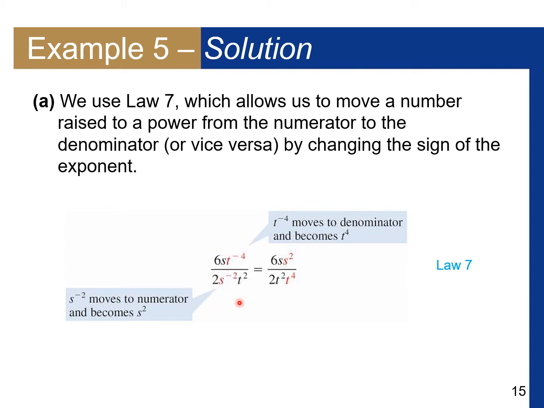So here you have it again. Put the t to the 4 on the bottom, s squared on the top. And now I can combine my s's by adding my exponents and my t's by adding my exponents on the bottom. And of course, I'm going to want to take 6 divided by 2, which is 3. So here we go. We have our 3, s to the 3rd, t to the 6th.